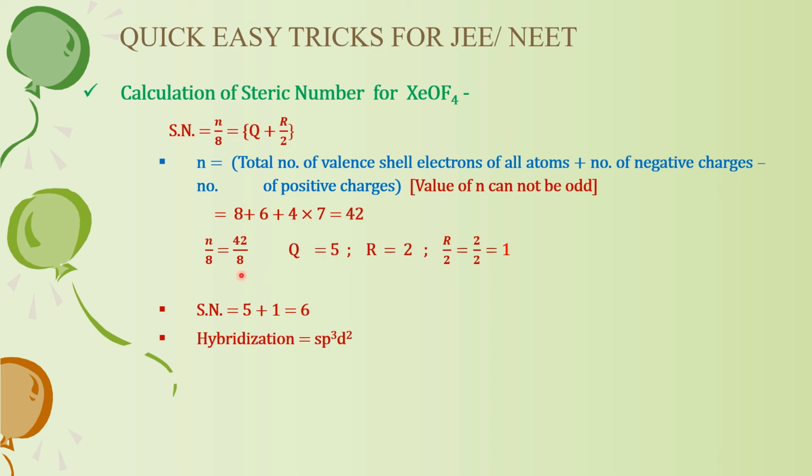So 5 8s are 40. The remainder is going to be 2. Divide that by 2, so you get R by 2 as 1. So 1 plus 5 gives us the steric number as 6. Therefore the corresponding hybridization is going to be sp3d2, which means 6 orbitals will be hybridized.